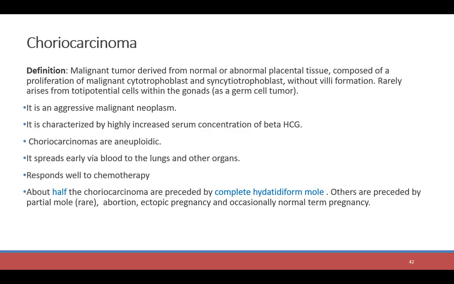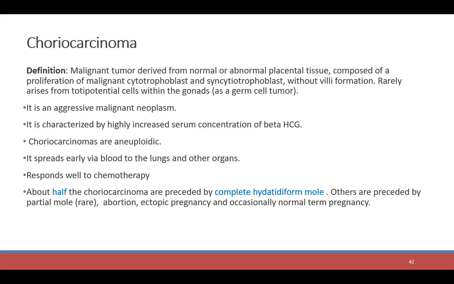In most of the cases, half of choriocarcinomas are preceded by complete hydatidiform mole. So etiology for choriocarcinoma can be seen as a consequence of the hydatidiform mole. Remember that rare cases of choriocarcinoma can follow abortion or normal pregnancy, and choriocarcinoma can be seen in males also, where we can see it in the testicle. So choriocarcinoma can be seen.